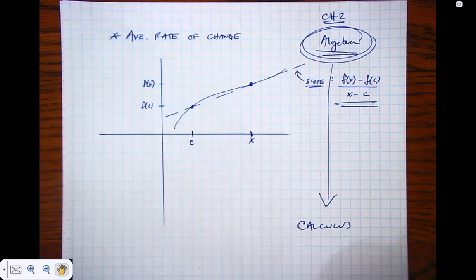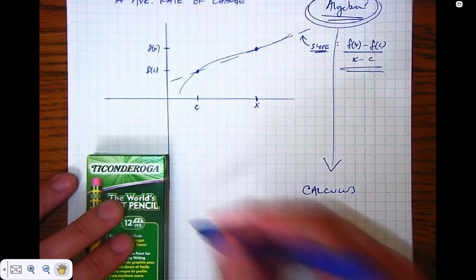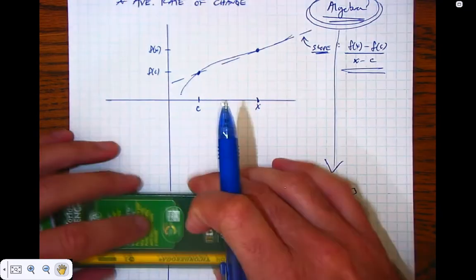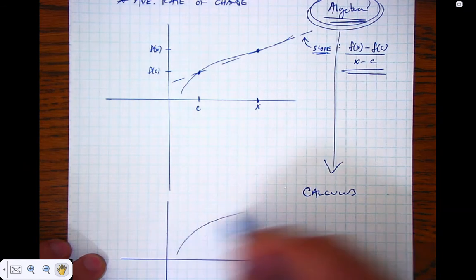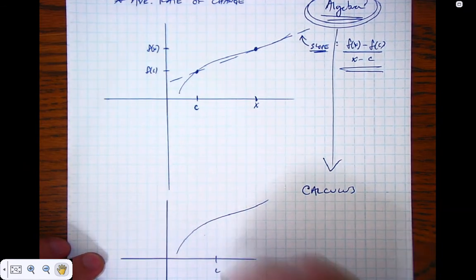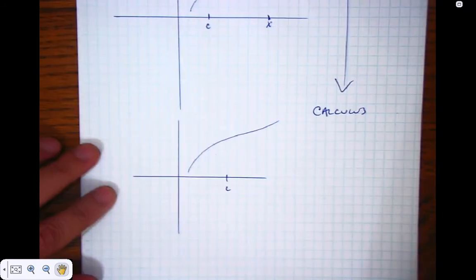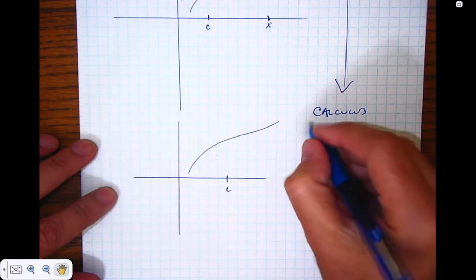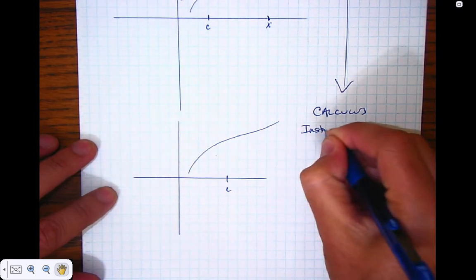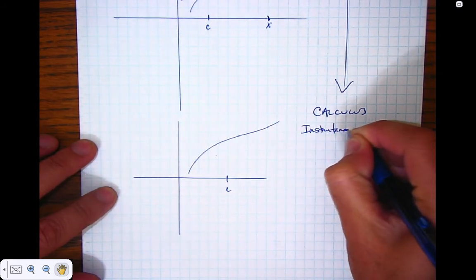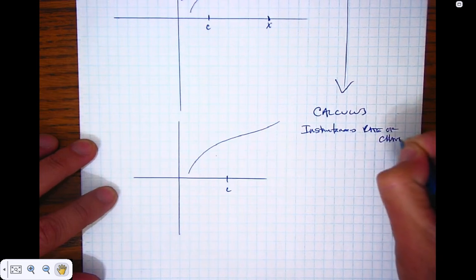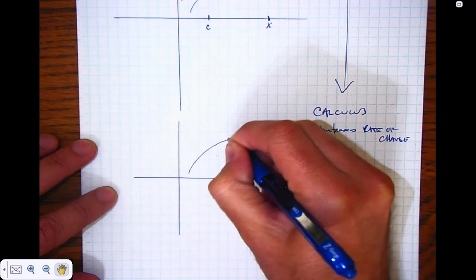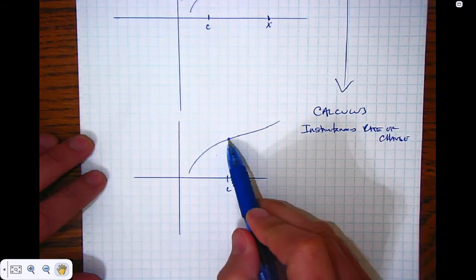Well, what calculus does is it says, all right, let's take a graph, and let's take a similar function there. And then it goes right here to C, and it says, hey, I want not the average rate of change, I want the instantaneous rate of change, right there at C. So I want to know, what's the rate of change at C?